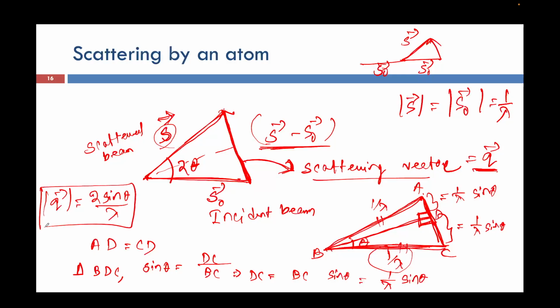Okay, remember this is one of the most important expressions, Q is equal to 2 sin theta by lambda, because it will help us understand how Bragg's law is derived from Laue's diffraction condition. Q is the scattering vector, and the scattering vector is s minus s naught, the scattered vector minus the incident beam vector, and the magnitude is given by 2 sin theta by lambda, where lambda is the wavelength of the beam.